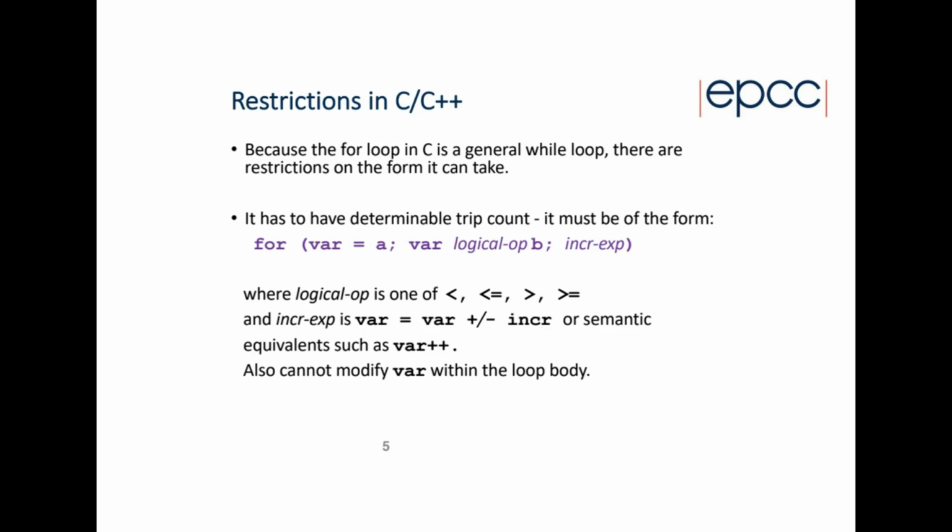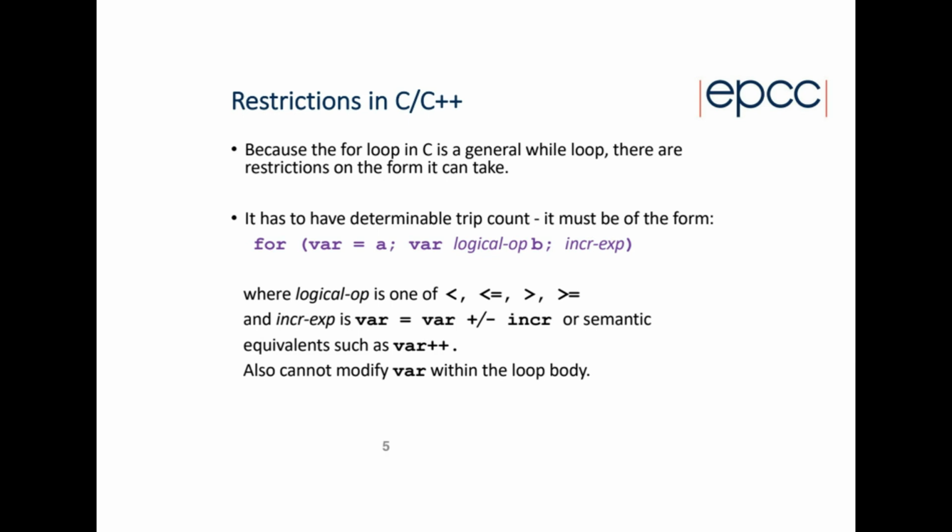In Fortran, it's pretty straightforward, but in C and C++, there are some restrictions on what we can do with this syntax. That's because the for loop in C is really just a general while loop, with some convenient syntax imposed on top of it. So there are restrictions on what we can do. These restrictions are there to ensure, like we talked about yesterday, that the number of iterations, the trip count, can be calculated before the loop starts executing, which is not true in general for for loops in C.